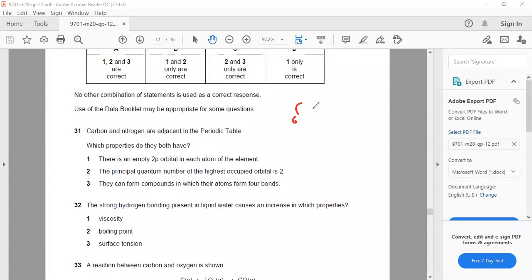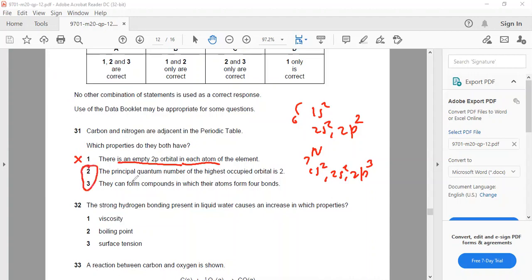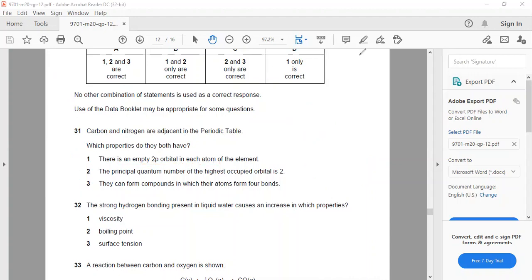You see carbon is 1s2, 2s2, 2p2. But nitrogen is 1s2, 2s2, 2p3. No empty orbital. 1 is wrong. No empty orbital in nitrogen. If 1 is wrong, no need to read 2 and 3. 2 and 3 both will be correct. Okay, principal quantum number means shell. Many students don't know. Highest occupied shell is 2. Yes.